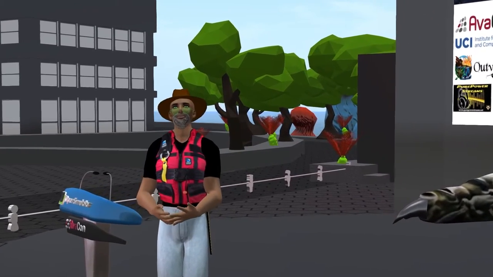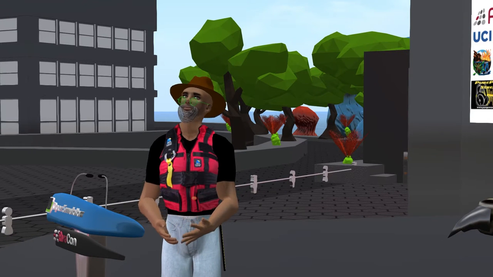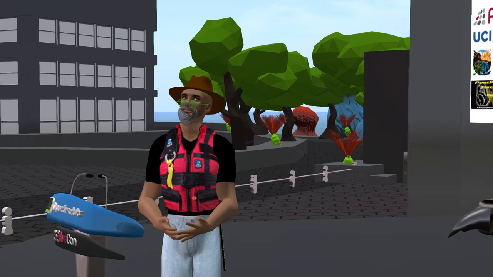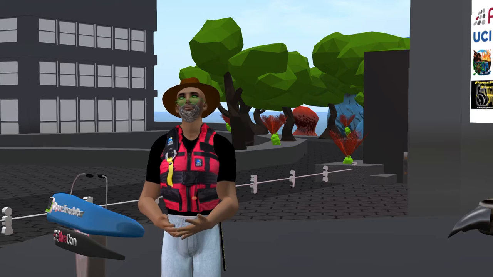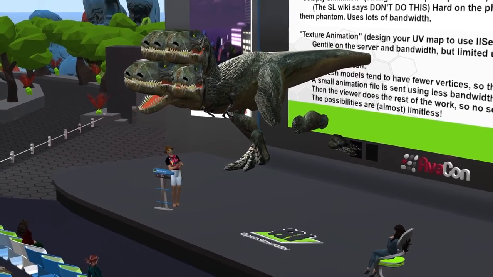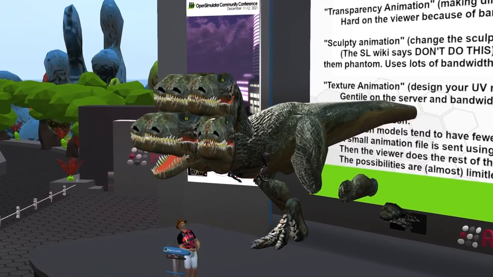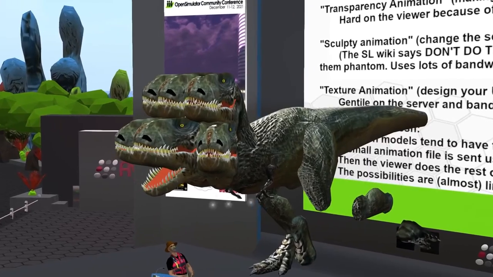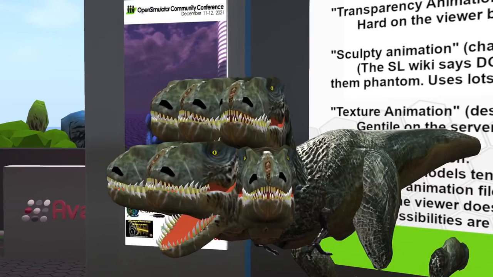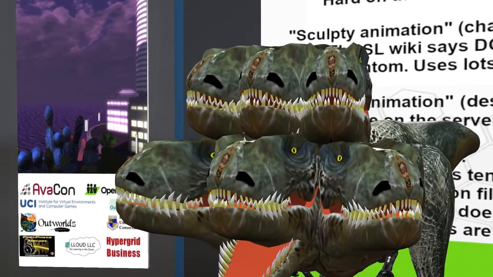But before I tell you why Animesh is better, let me tell you about another form of animation that people used a lot. And the dinosaur uses this. Let's call her Sue. And this isn't the three-headed dog guarding Hades. In order to make her head turn back and forth, I used something called transparency animation, where I actually made, how many heads is this? I've forgotten. It's six heads and two jaws, or maybe four jaws.